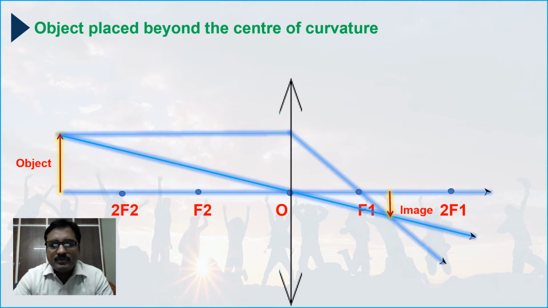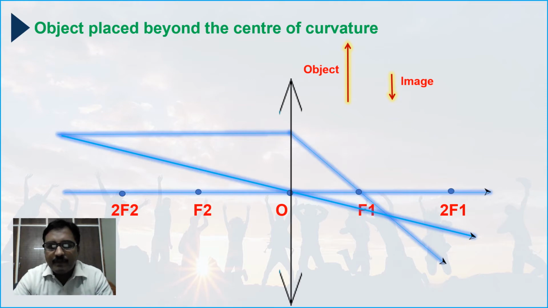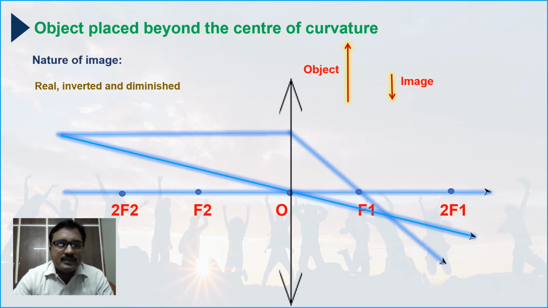Now let us observe the characteristics of the image. Here you can clearly observe these two. This is object and this is image. It is very clear that the image is inverted, and also this image can be caught on the screen. That is why the image is called a real image. And what about the size of the image? Now you can observe that compared with the size of the object, the image size is very small. So we can call it a diminished image. The nature of image is real, inverted and diminished.